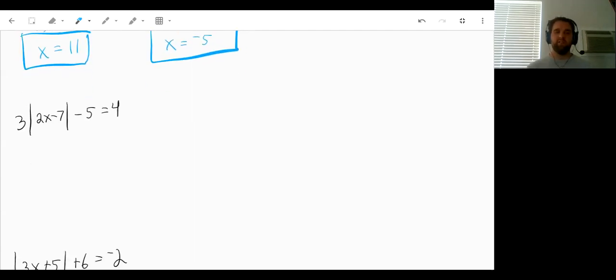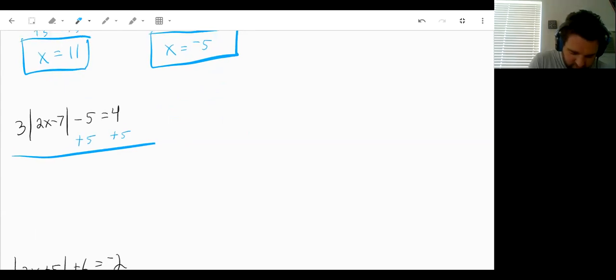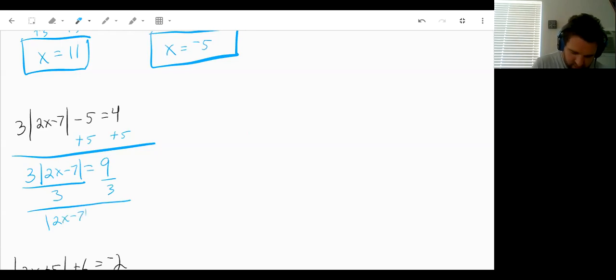So when you're solving these, the first thing you want to do is get it down to just being the absolute value on one side and the number on the other side. So let's go ahead and add 5 to both sides first. So we'll get 3, absolute value of 2x minus 7 equals 9. Now we can go ahead and divide by 3 to get the absolute values by themselves. So we get the absolute value of 2x minus 7 is equal to 3.